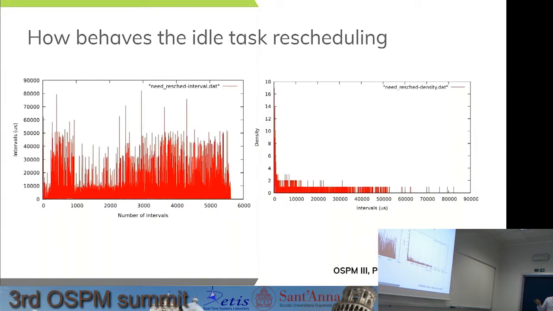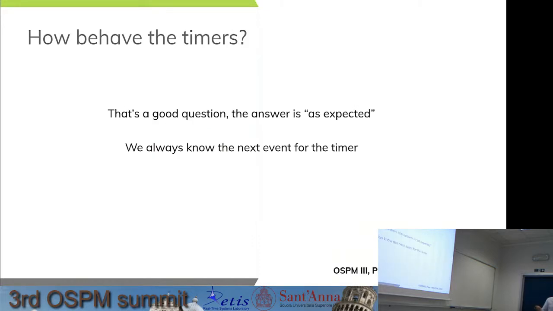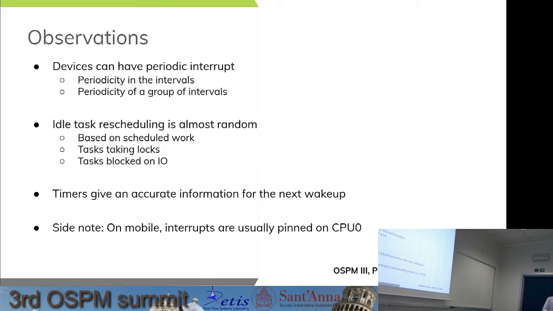If we do some analysis on the idle task rescheduling, it's random. It's a random signal. There is nothing we can do. And if we analyze the timers, obviously they happen right after the deadline, but it's very close to reality. So we see that most of the devices have periodic interrupts, the idle task is random, and the timers give accurate information of the next event.